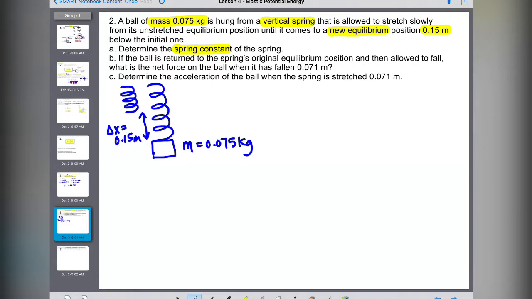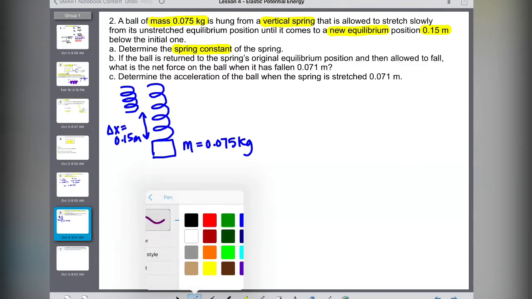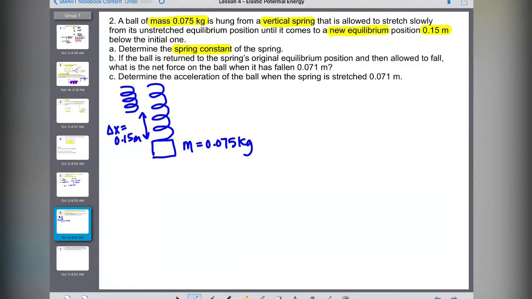Okay, so they're saying determine the spring constant. So I want k, and I know that I'm dealing with elastic force. So a free body diagram is what you need to look at. Right now it's a balanced equilibrium position, so it's like a first law type of question. I have the force of gravity pulling downward, but at the same time I have the elastic force pulling it upwards. So Fnet equals ma.